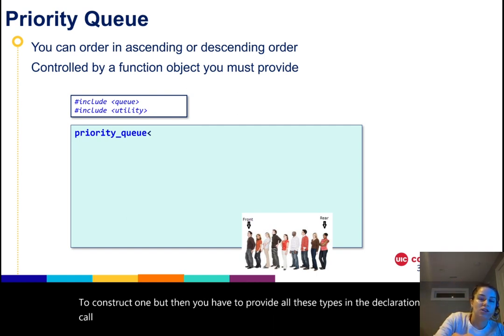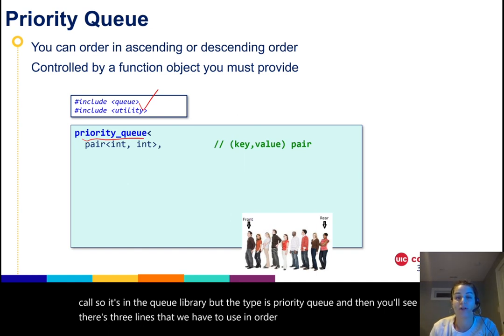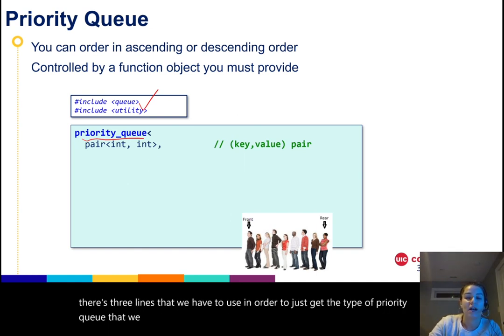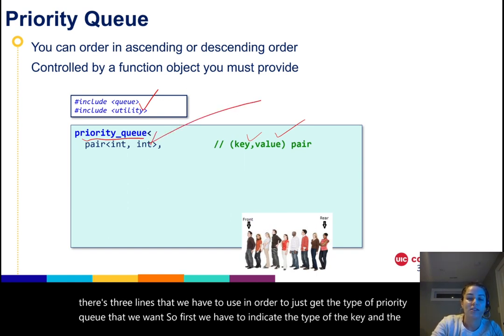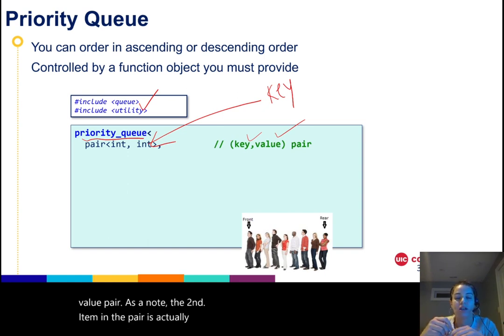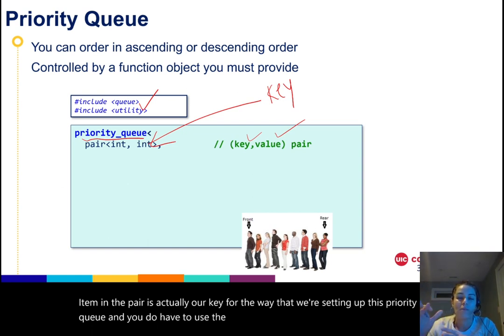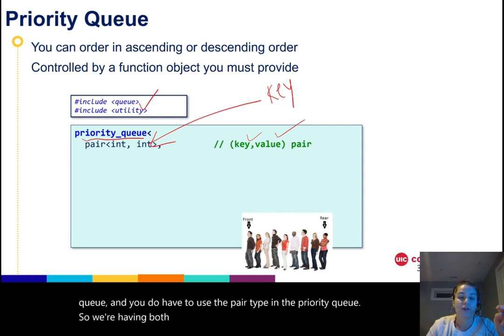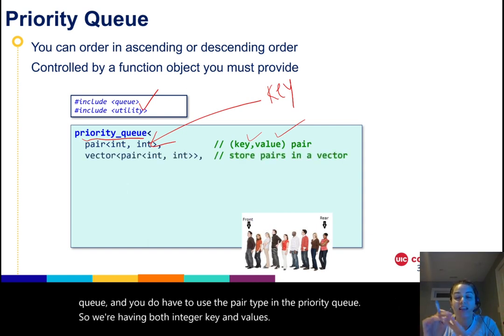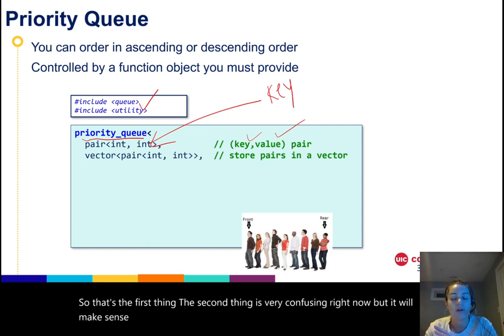So it's in the queue library, but the type is priority queue. And then you'll see there's 3 lines that we have to use in order to just get the type of priority queue that we want. So first we have to indicate the type of the key and the value pair. As a note, the second item in the pair is actually our key for the way that we're setting up this priority queue. And you do have to use the pair type in the priority queue. So we're having both integer key and values. So that's the first thing. The second thing is very confusing right now, but it will make sense actually after the next video.